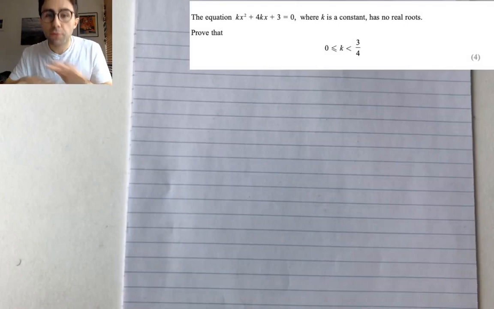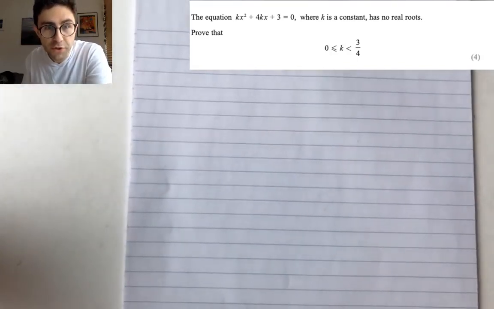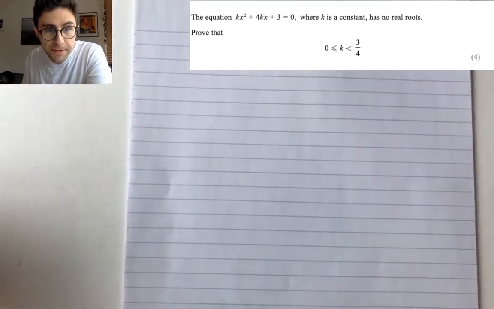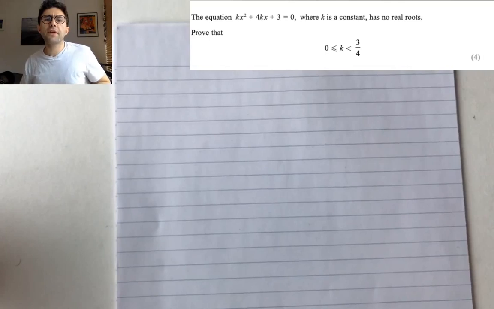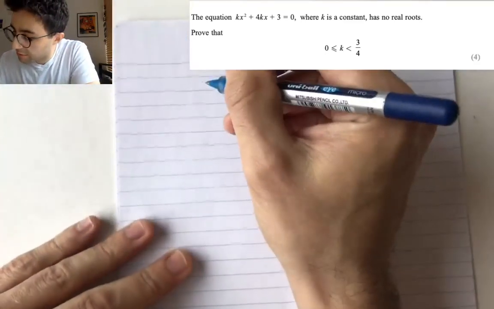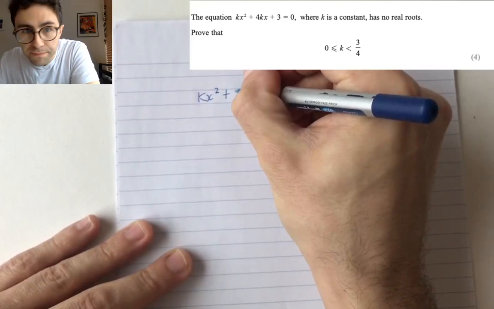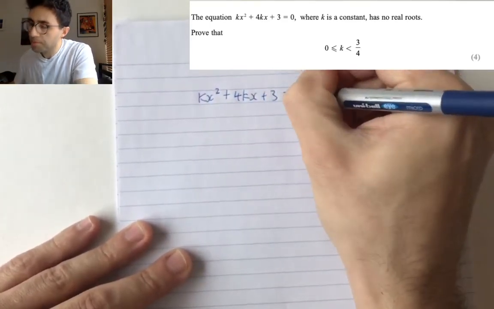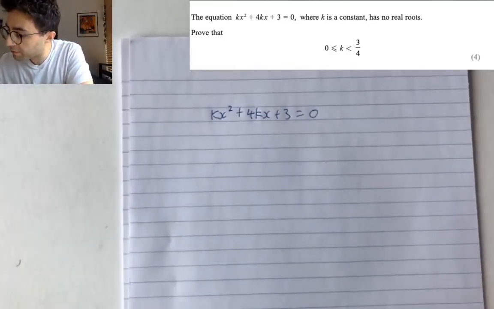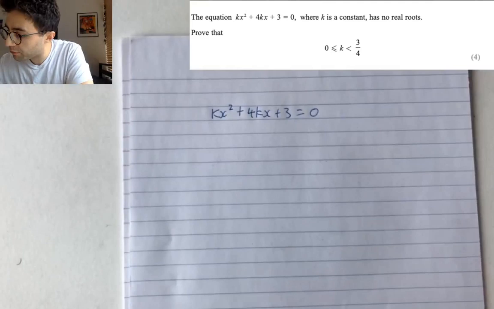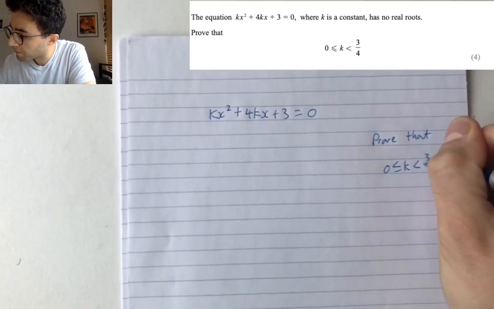Okay, first one. So this is an AS level question, so year 12, it's a pure question. And there it is, the equation kx squared plus 4kx plus 3 equals 0. So why don't I write it out? Can't be a bad thing to do, just to pop it on here. Okay, and first thing to note is it's saying prove that 0 is less than or equal to k is less than 3 over 4.